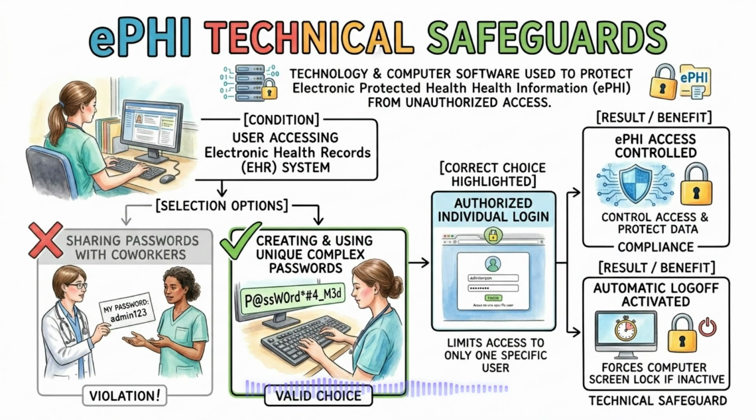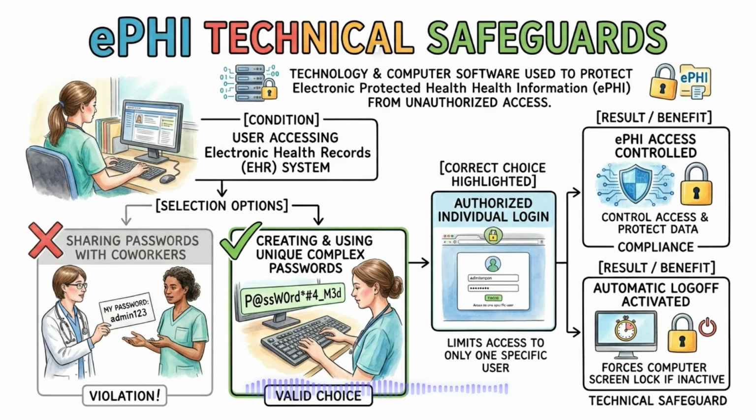Technical safeguards refer to the actual technology and computer software used to protect EPHI and control access to it. The most common technical safeguard is requiring employees to use unique, complex passcodes and passwords to log into the electronic health record system. Another critical technical safeguard is automatic logoff, which forces the computer screen to lock itself if the user is inactive for a certain number of minutes.